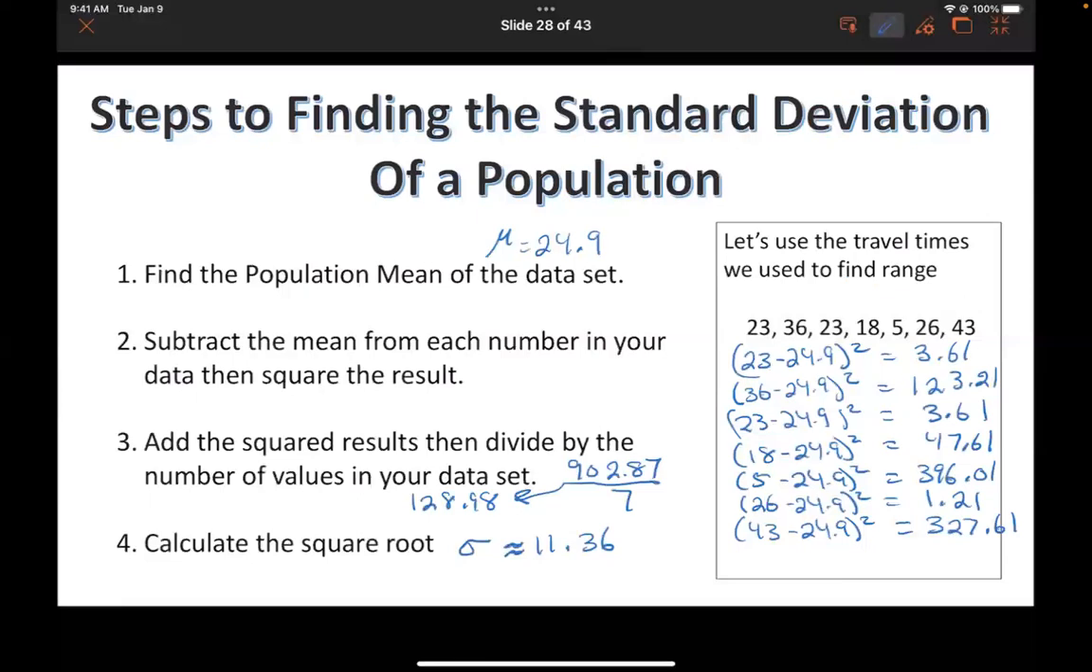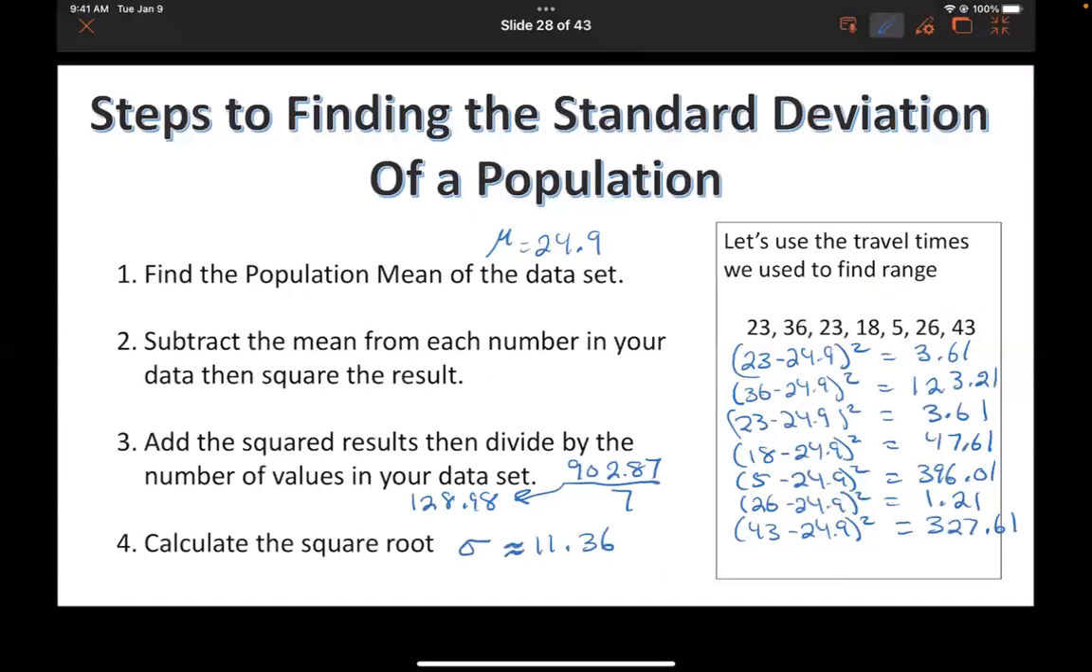The reason we do the whole squaring thing and then square root it later is because we want to get rid of the negatives. That's kind of the point of the squaring. And it just turned into this big, huge formula. And you'll be really happy when you get to just put it in your calculator and call it good.